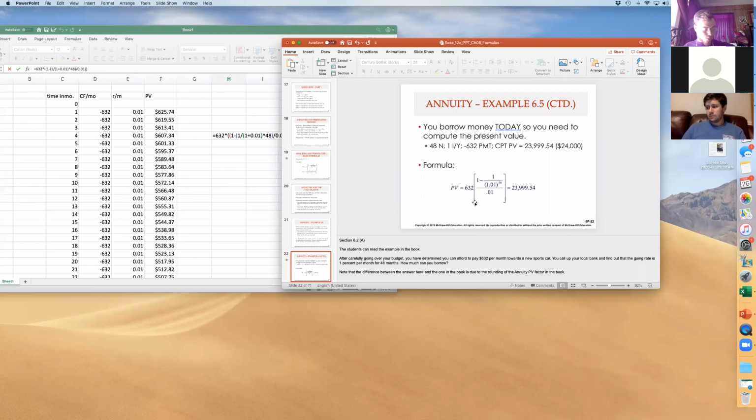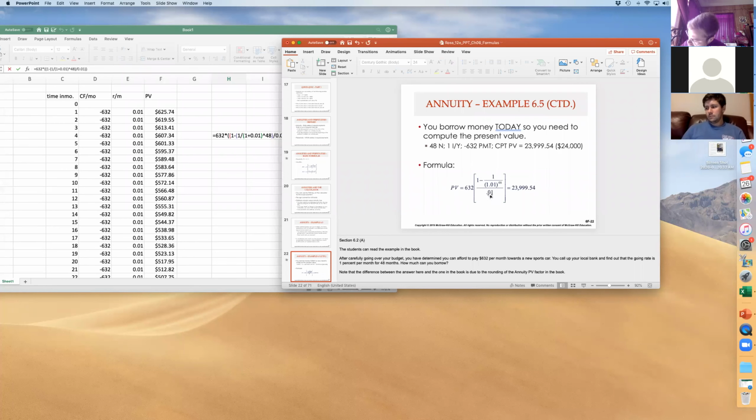I don't use this formula very often at all. The reason is I'll tend to use the drawn out formula where there's 48 present values. The main reason is because then we can talk about intuition, intuition about, for instance, the interest rate.